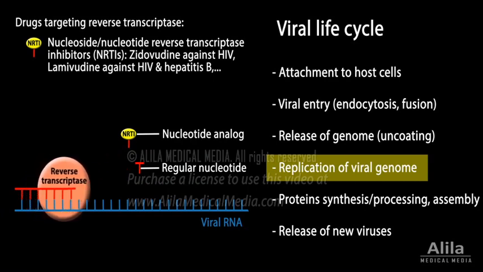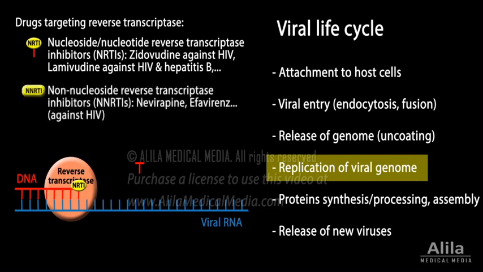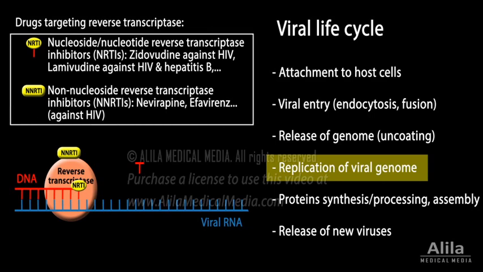They compete with regular nucleotides, insert themselves into the growing chain of DNA, and stop the process prematurely. There are also non-nucleoside reverse transcriptase inhibitors, which bind non-competitively to the reverse transcriptase, impairing its function. The two classes of inhibitors are usually combined for maximum effects.